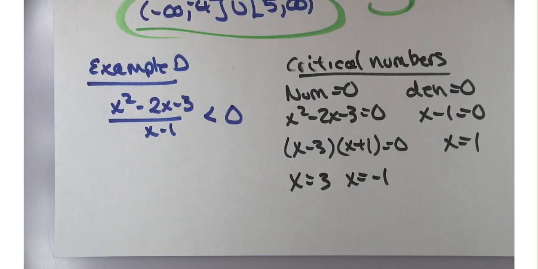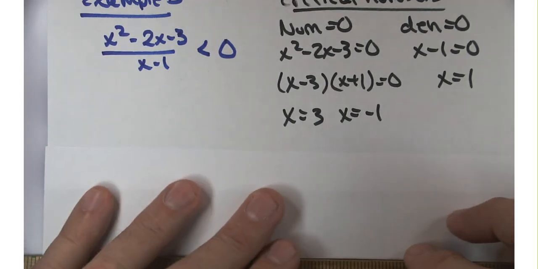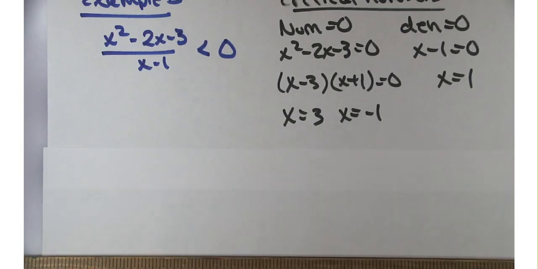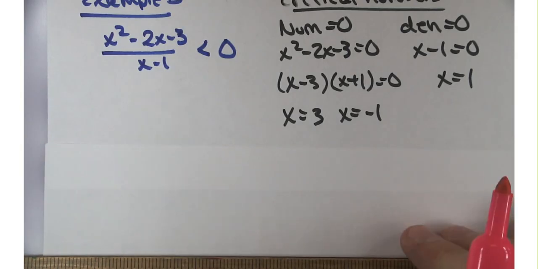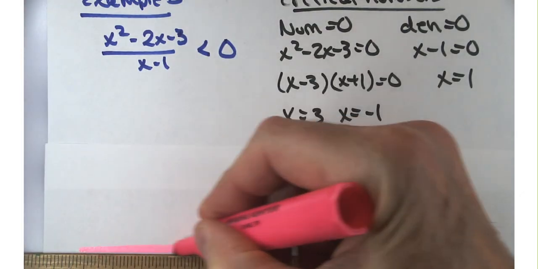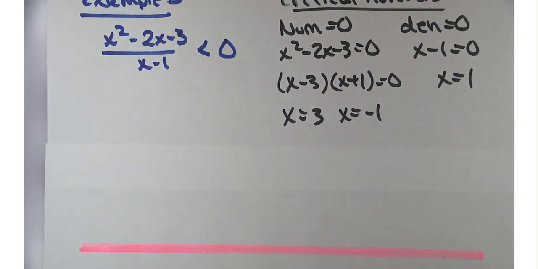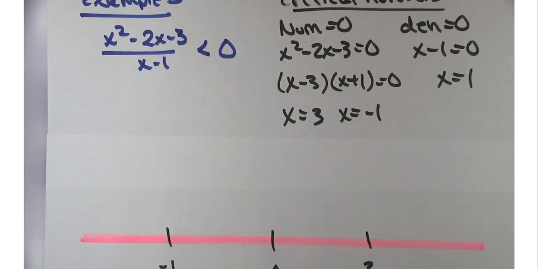Let's put those on the number line for ourselves. So let me crank out a number line here real quick. We'll put those on it. I don't try and space them evenly. The important thing though, and actually the requirement, is that you have them in the correct order. And the spacing doesn't matter so much, just as long as they're in the correct order, from left to right. So farthest to the left is going to be my negative 1, and then a 1, and then a 3.